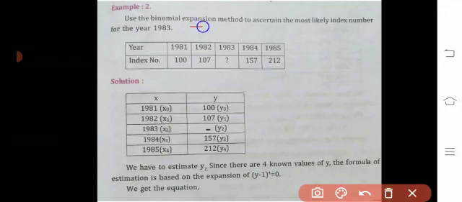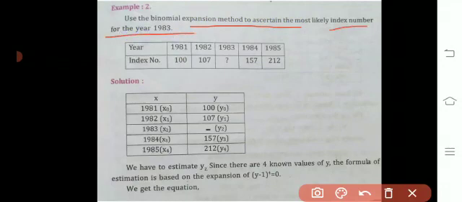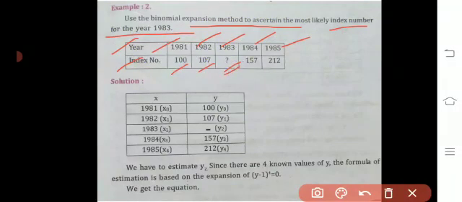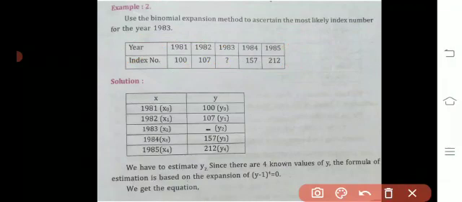Use the binomial expansion method to ascertain the most likely index number for the year 1983, and here the data is given, year and index number. Years are 1981, 1982, 83, 84 and 85, and the corresponding index numbers are 100, 107. Here the value for 1983 is missing, then 157 and 212. Now like the last example, we are going to denote x and y values.